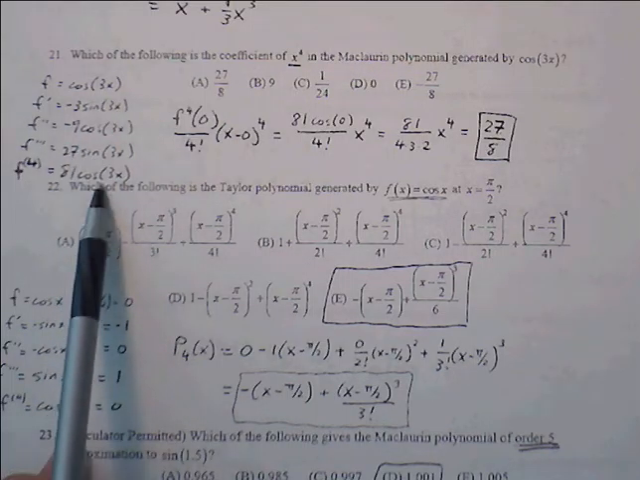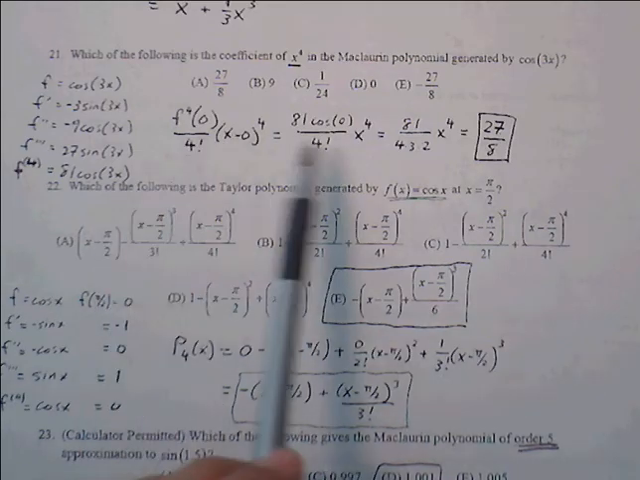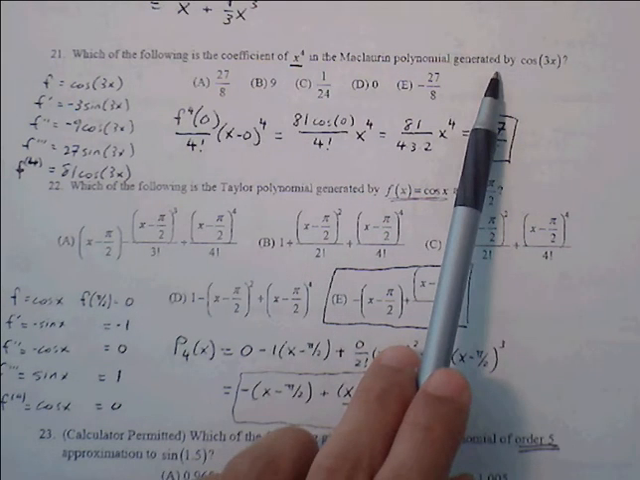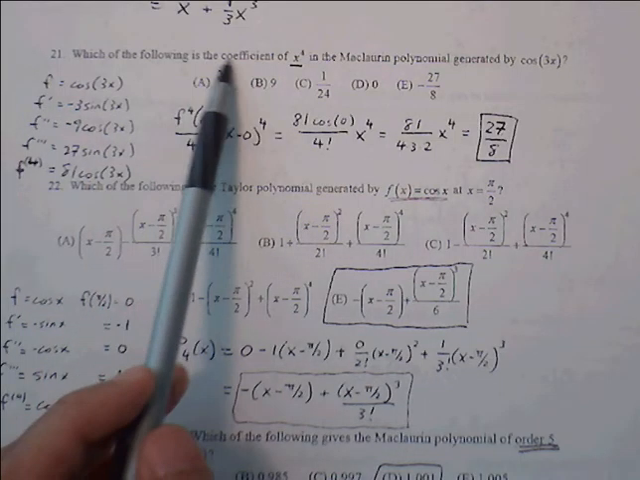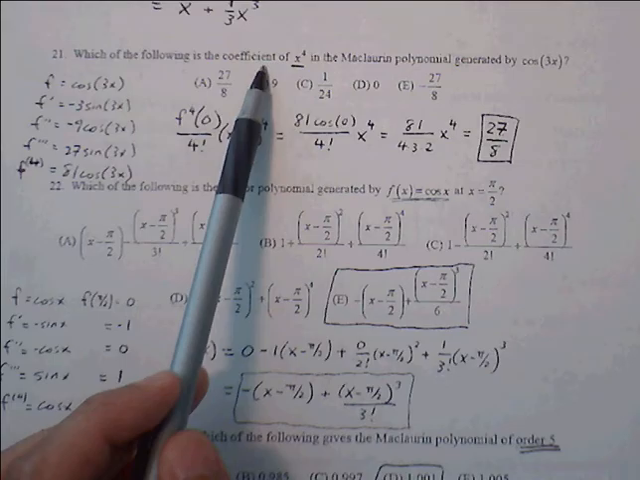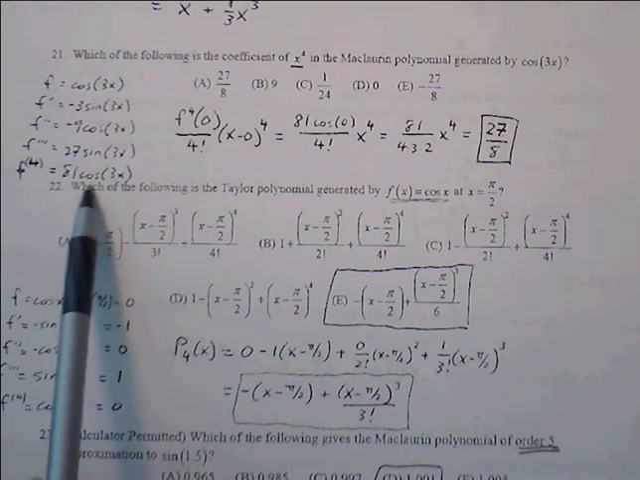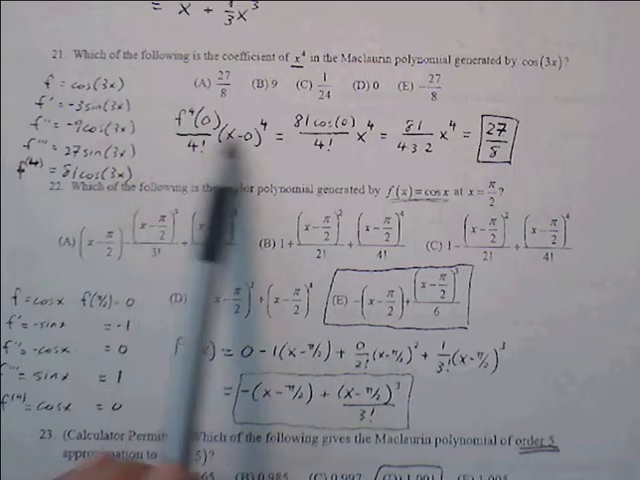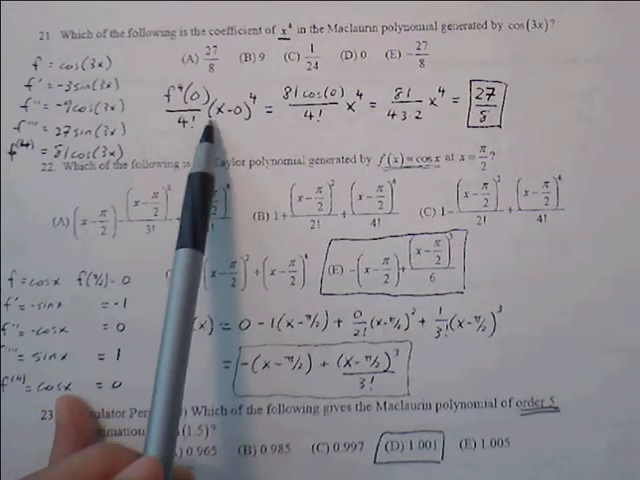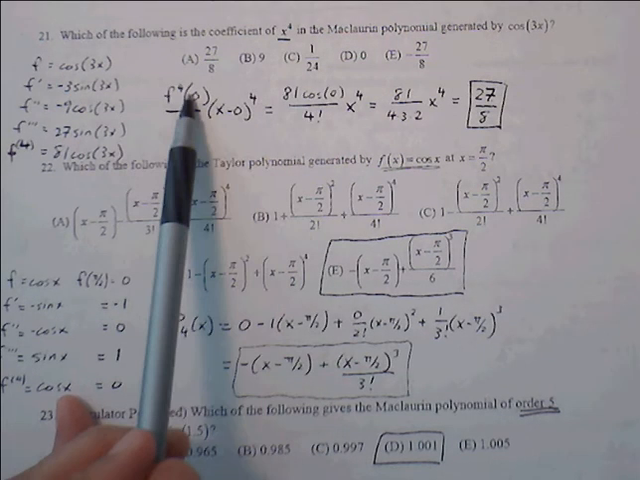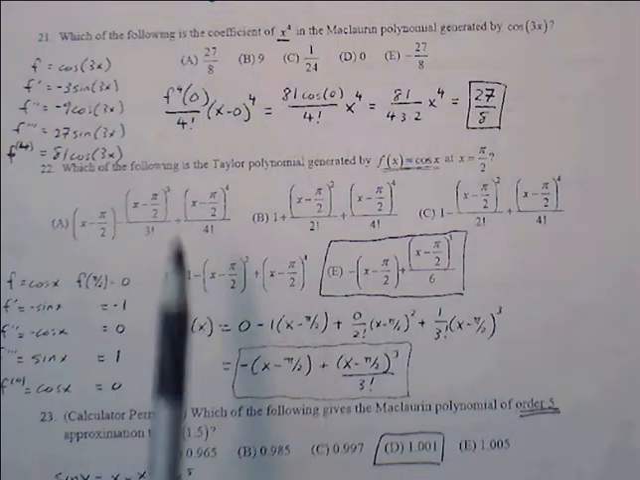So here we have all four derivatives, and now we just have to evaluate them at 0. What is the coefficient of x to the fourth? X to the fourth is dealing with the fourth derivative, 81 cosine of 3x. So this is the rule: we want the fourth derivative evaluated at 0 over 4 factorial times x minus 0 to the fourth, since our center is 0, given that we're dealing with the Maclaurin polynomial.